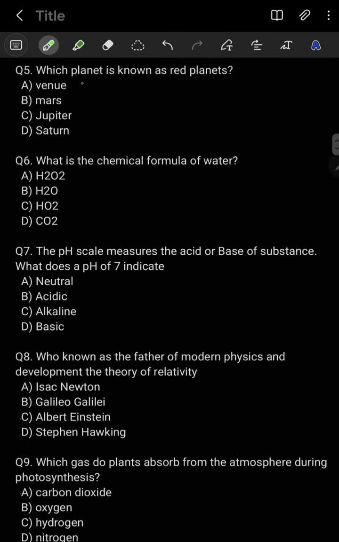Question number 5. Which planet is known as the red planet? Option B is the correct option, Mars. Question number 6. What is the chemical formula of water? Option B is the correct option, H2O.